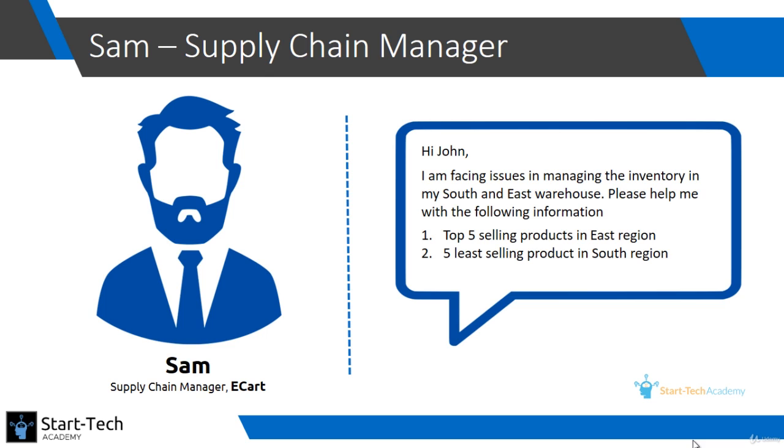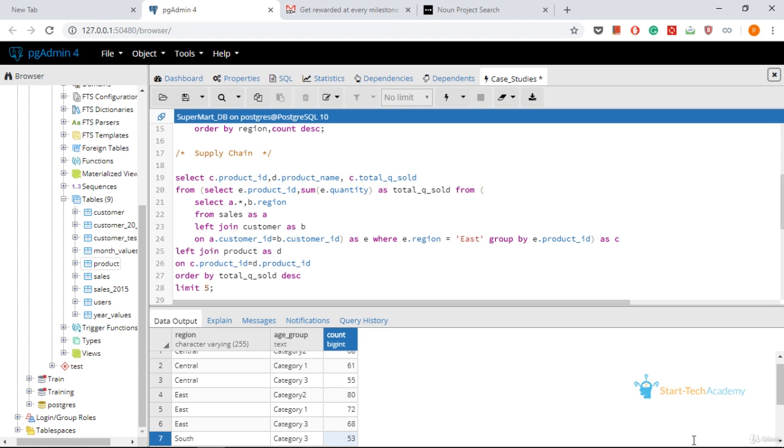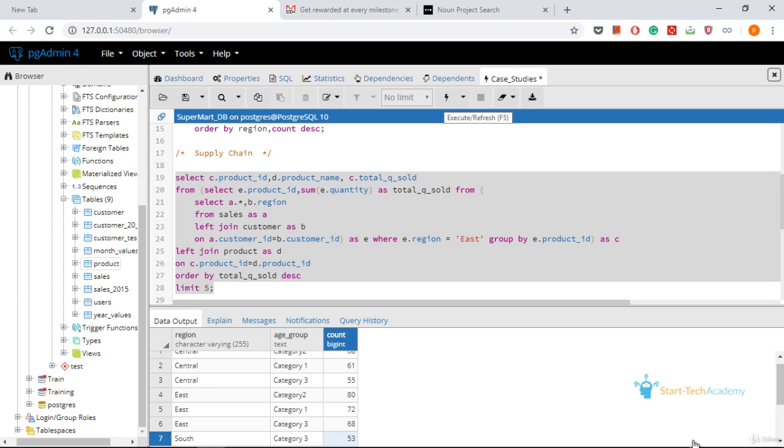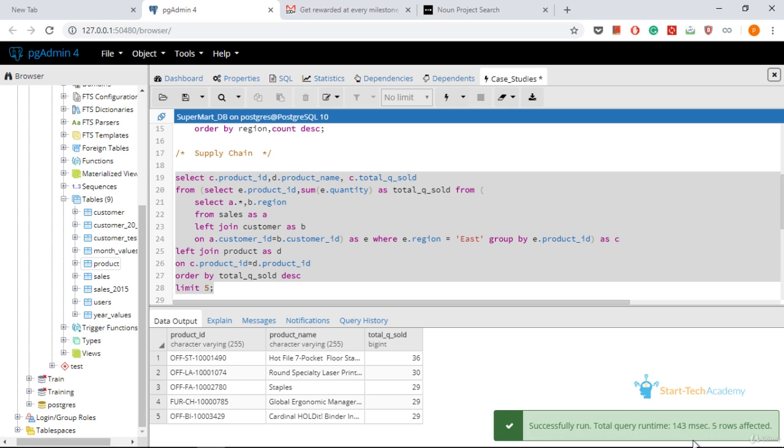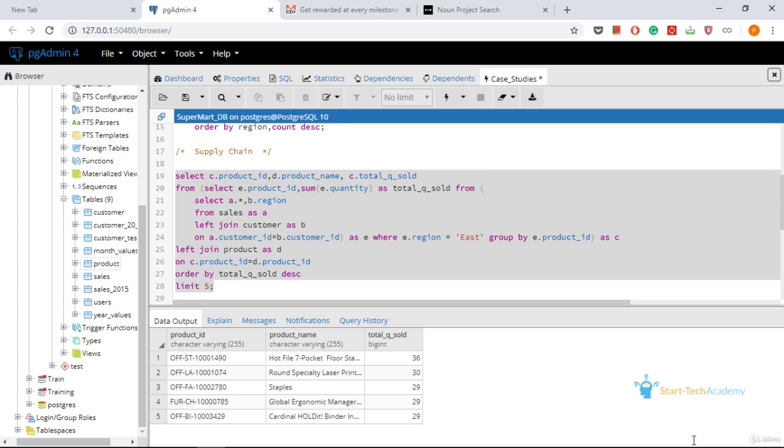Let us see what ops manager is asking us. He wants to find out the top selling products of East and least selling products of South region. So we go to the database and we write and run the corresponding queries. First, to get the top selling products of East, we run this query. You can see these are the top 5 selling products of East region. The operations manager should be ordering these 5 products since these are high selling products in the East region.